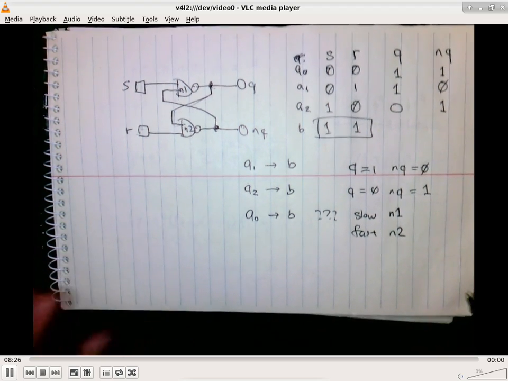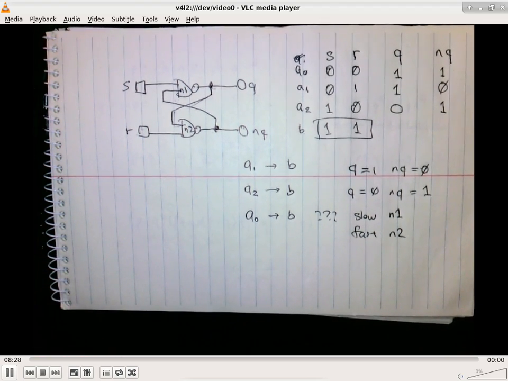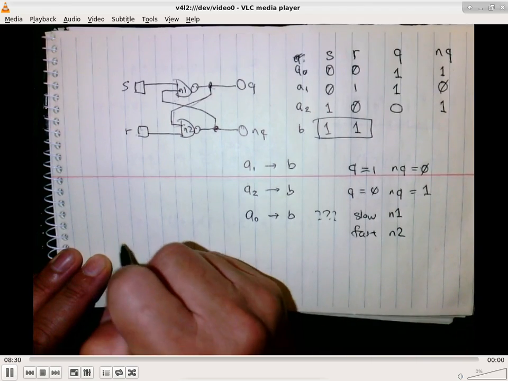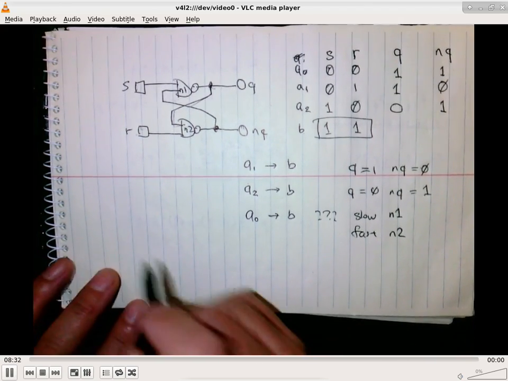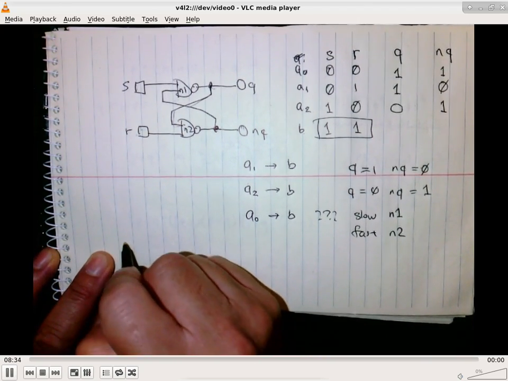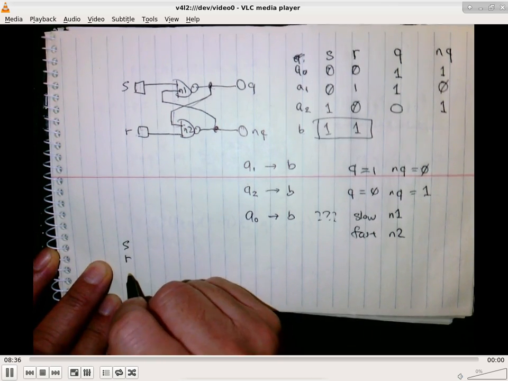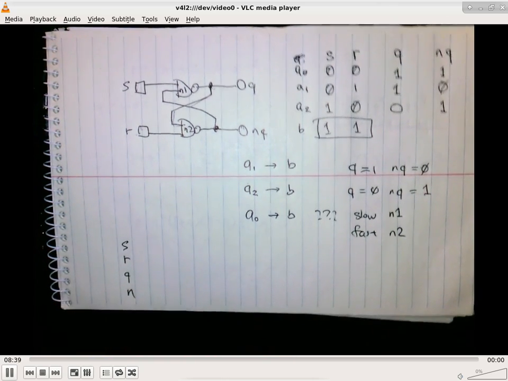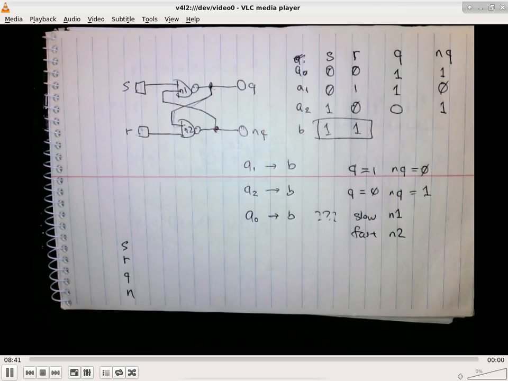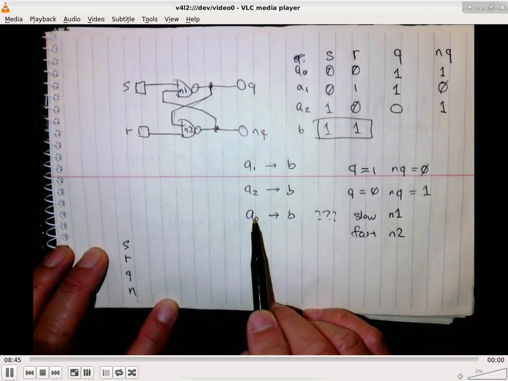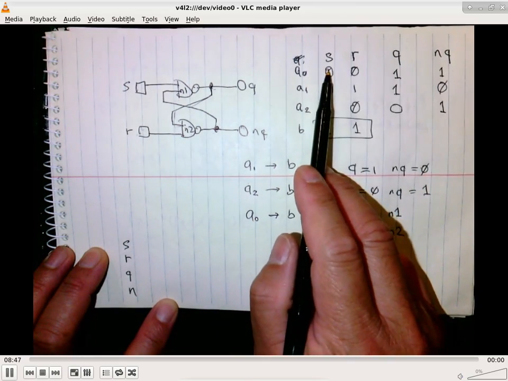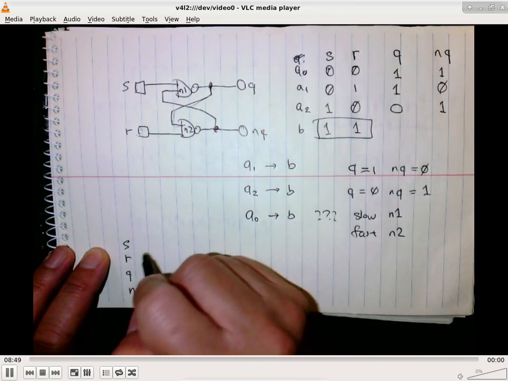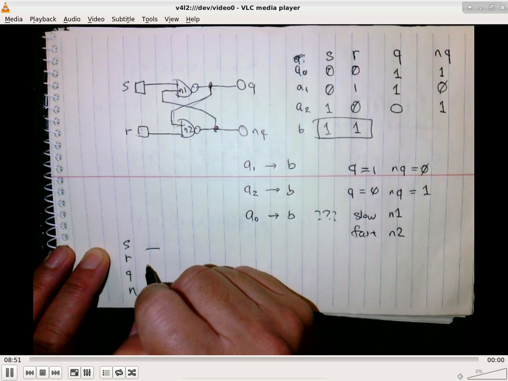So the next thing we want to do is to look at a timing diagram. Okay, so a timing diagram looks like this. We're looking at a timeline, and we have S, R, Q, and NQ here. So each one is representing a line that indicates something. So the first condition is A0. A0 is having 0 for S and 0 for R. So S is low, R is low.